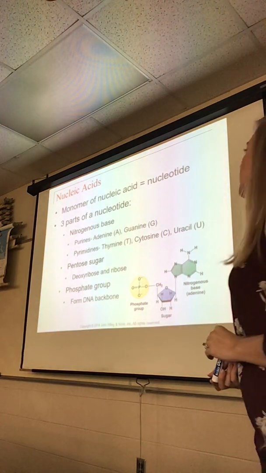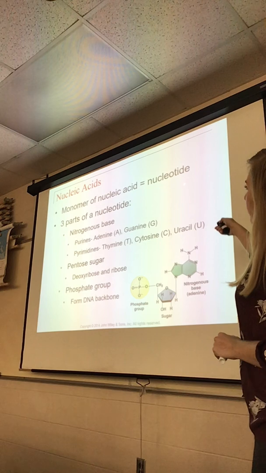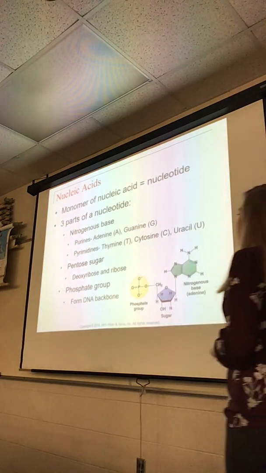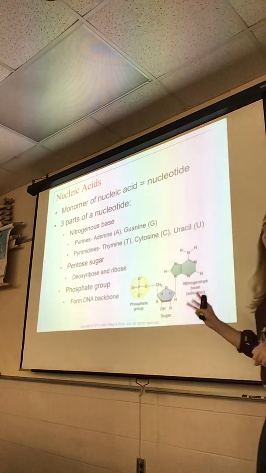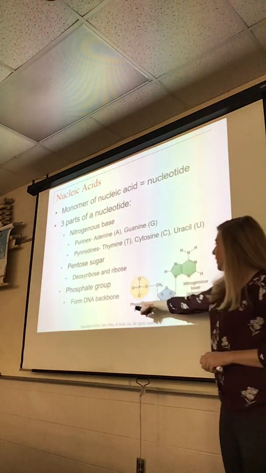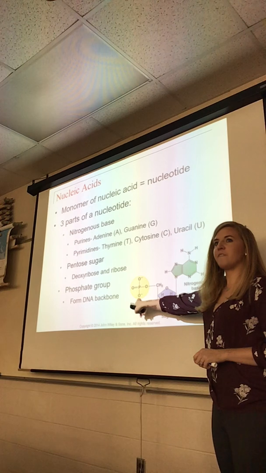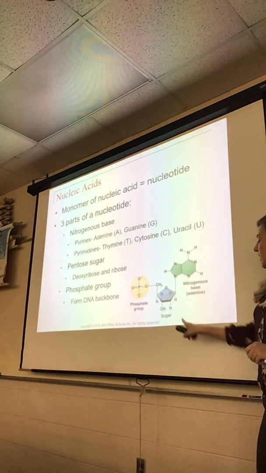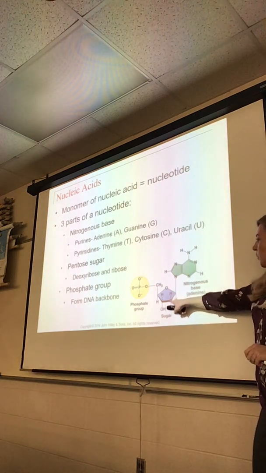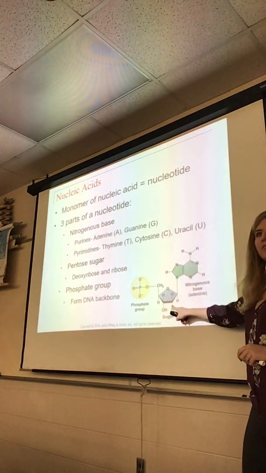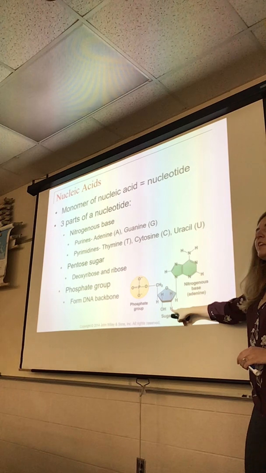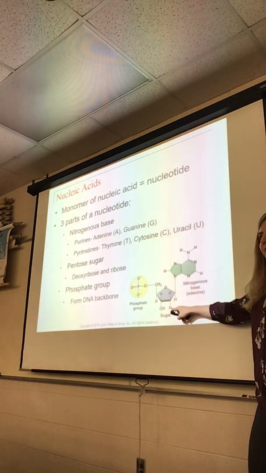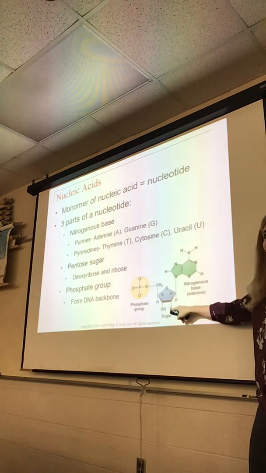The monomer of a nucleic acid is called a nucleotide. If you're going to draw a picture, this is what a nucleotide looks like. Nucleotides have 3 parts. What do we call this group? Phosphate. This is something you've seen before. What does this little blue group look like? It's a sugar. This is one of those pentose sugars. Anybody remember the 2 types of pentose sugars we had? They were called deoxyribose and ribose.